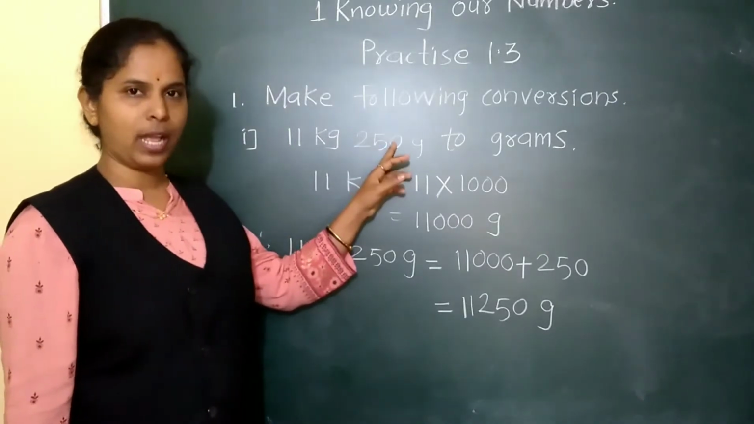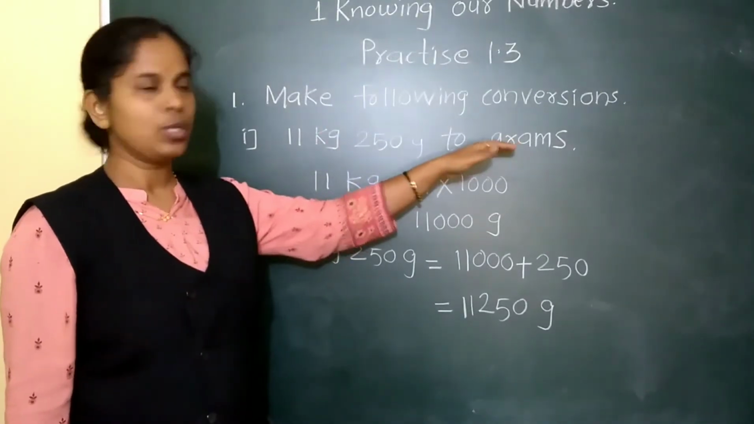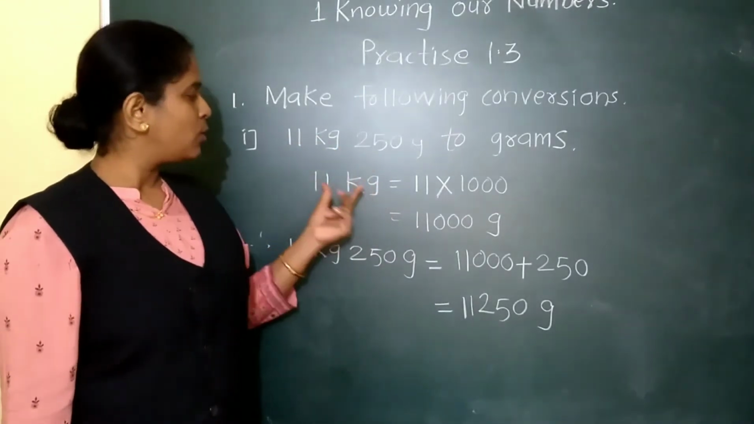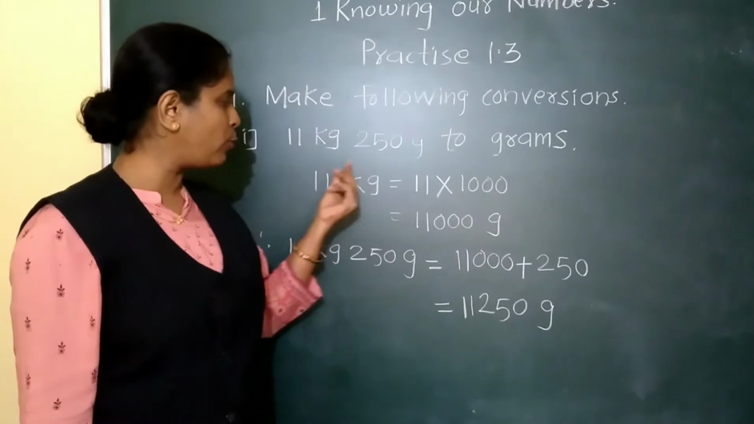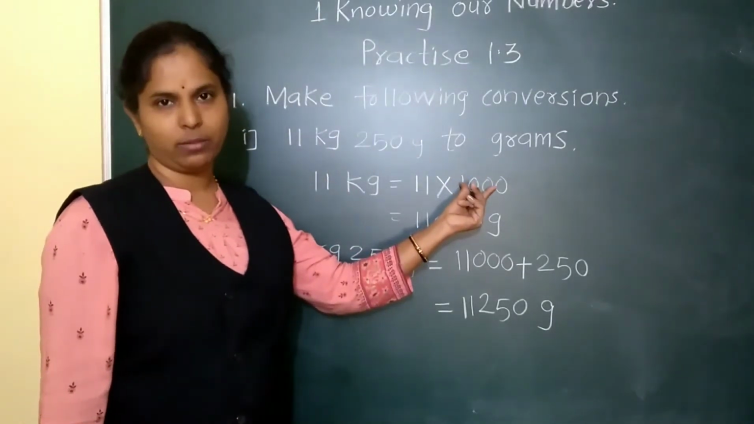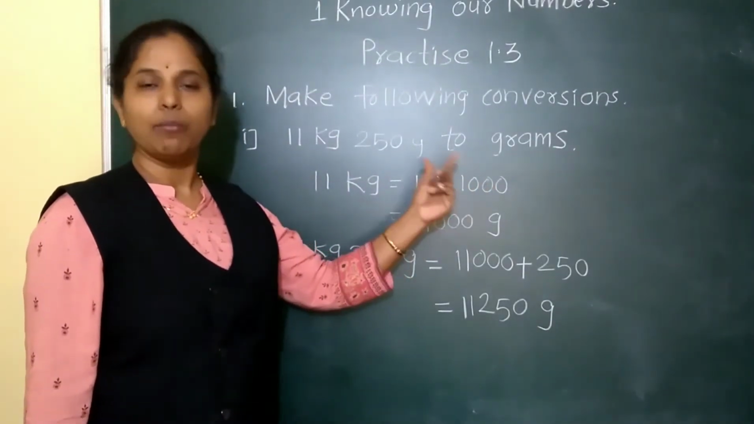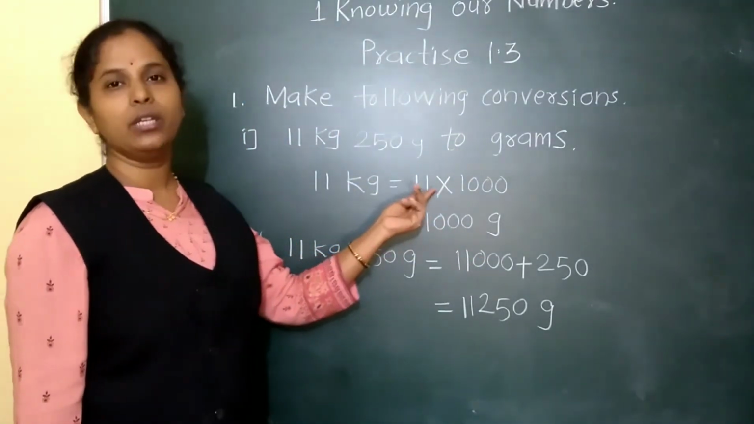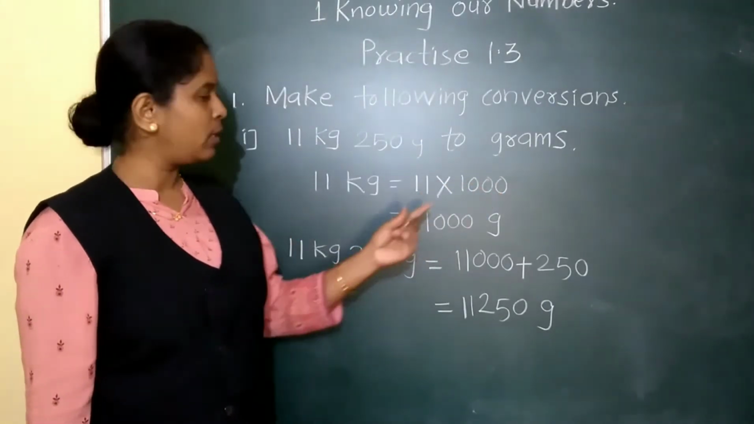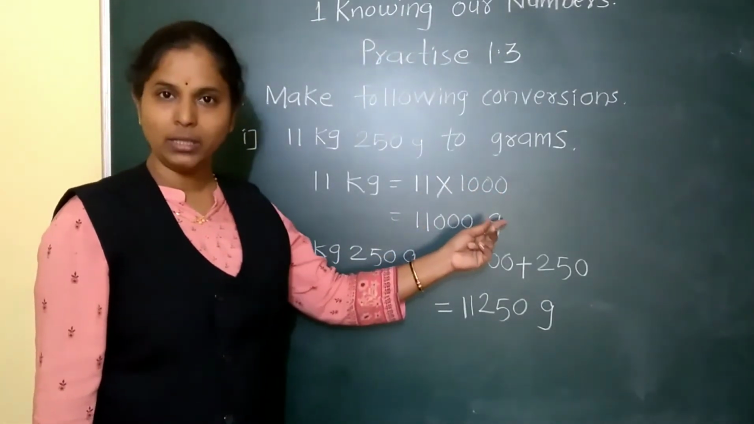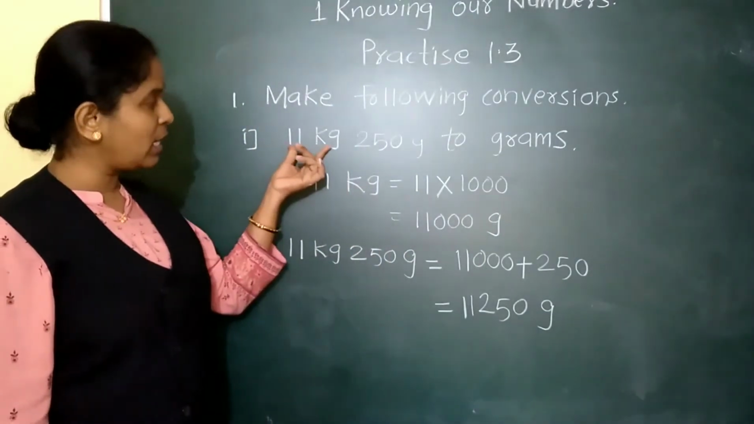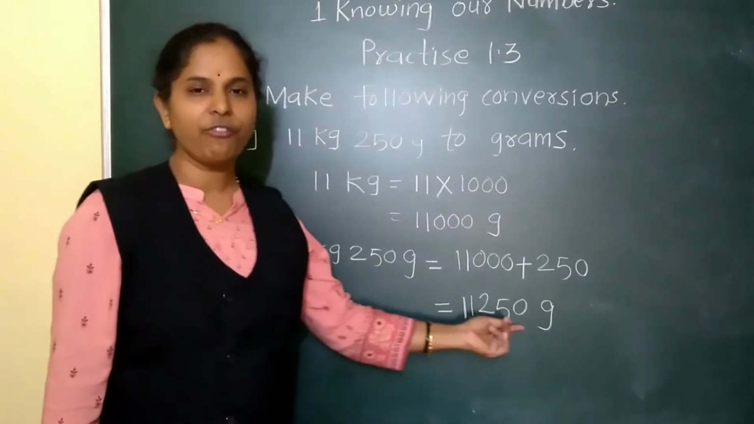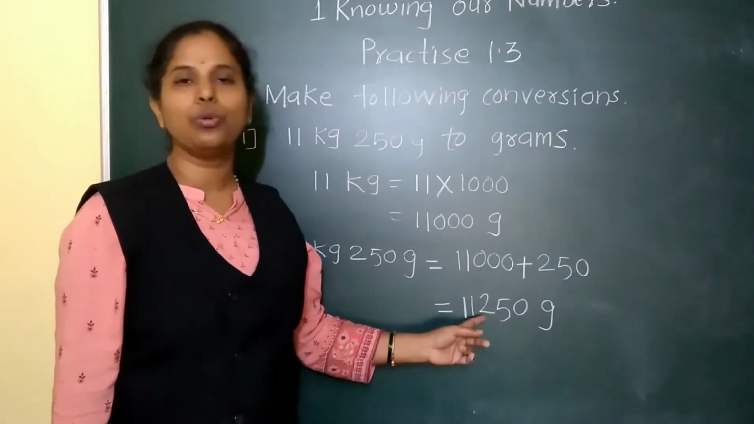Understood what we did? 11 kg 250 grams, we have to convert into grams. So first we will convert kg into grams. Now how to convert that? 11 kg is equal to, we have to multiply 11 by 1000. Why multiply by 1000? Because 1 kilogram is equal to 1000 grams. So it will become 11,000 grams. Now in that 11,000 grams we have to add this 250 grams. And then we will get the final answer, that is 11,250.